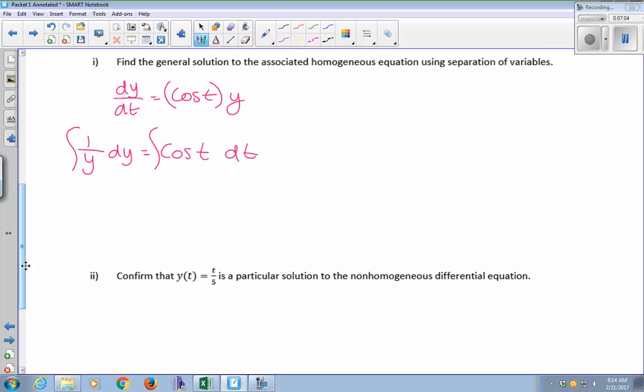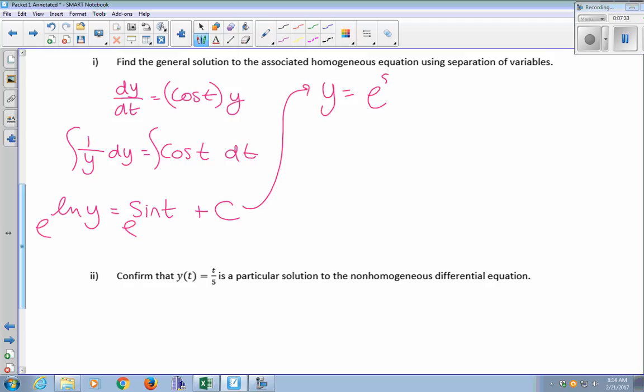The integral of 1 over y is ln y. The antiderivative of cosine t is sine of t. And I'm going to put my constant of integration just on the right. And then how do I get the y by itself? Raise e to both sides. So e to the ln of y is y. And then I have e to the sine of t plus c.